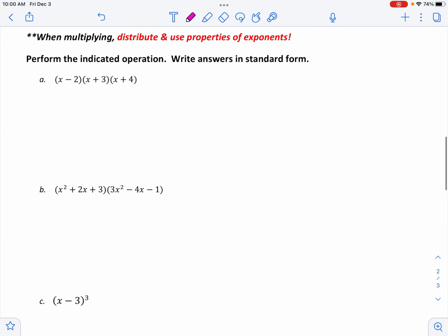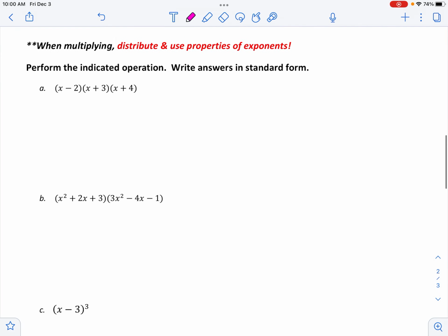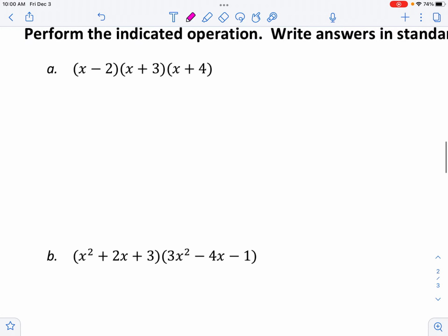All right, next looks like we're going to be multiplying polynomials. So it says when multiplying, distribute and use properties of exponents. So this is really important here. Make sure you're using properties of exponents, meaning when I say what's 4 squared, that means 4 times 4. So remember that when we get to anything with an exponent, it means take that and multiply it by itself. All right, so perform the calculator operations, just write your answer in standard form.